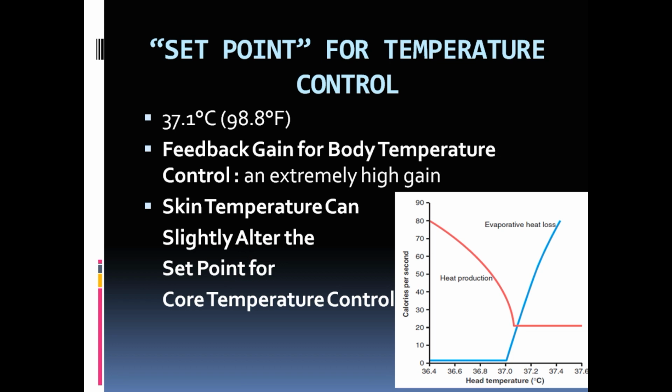In case of hypothermia, let us say the body temperature comes to 36.8 degrees Celsius, our body's mechanism, as you can see here in the diagram, if the set point is 37.1 degrees Celsius and it goes towards 36.8, the heat production mechanism kicks in and tries to get back the body temperature to the normal set point temperature.